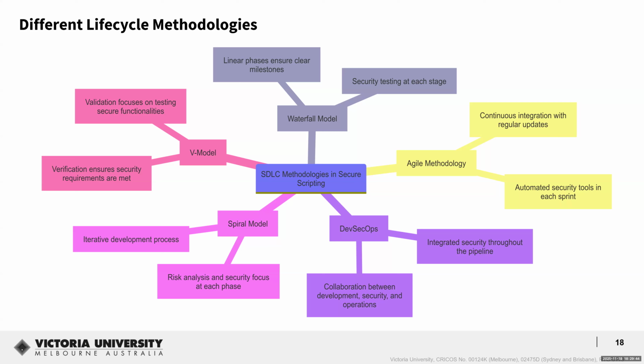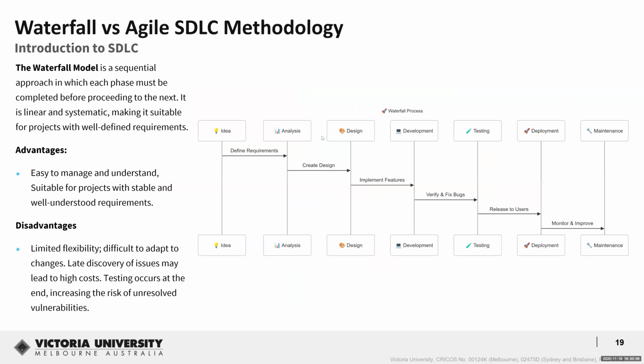We do also have a spiral model. As discussed, it's something between waterfall and agile. I will go through waterfall and agile in more depth. Spiral: iterative development processes and risk analysis and security focus on each phase. And V model: validation focus on testing functionality and verification ensure security requirements are met. Let's have a look at the waterfall model and agile.